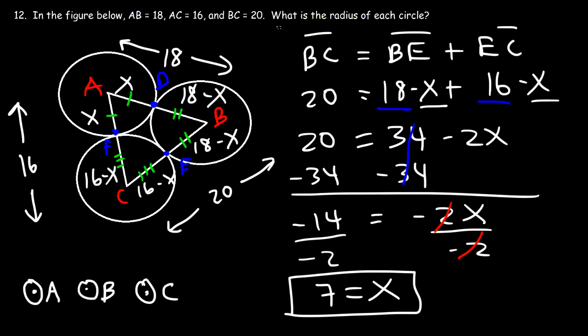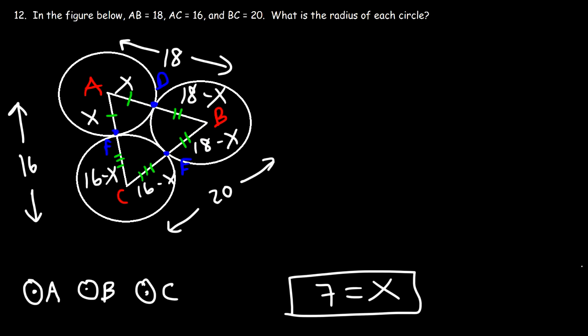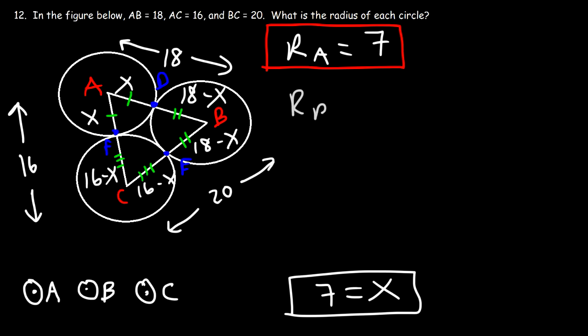With that, we can now calculate the radius of each circle. So the radius of circle A, we can see that it's equal to X, and X is 7. So that's the first answer to the problem. Now what about the radius of circle B? That's equal to 18 minus X, and X is 7, and 18 minus 7 is 11. So that's RB.